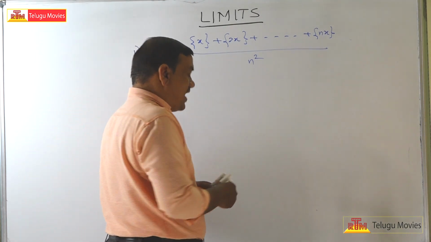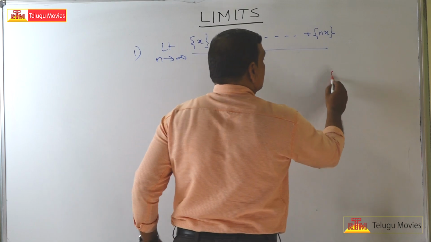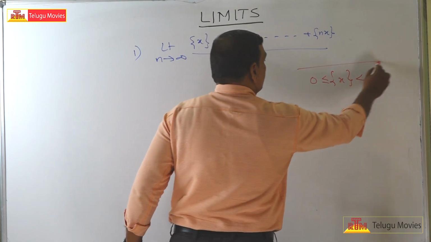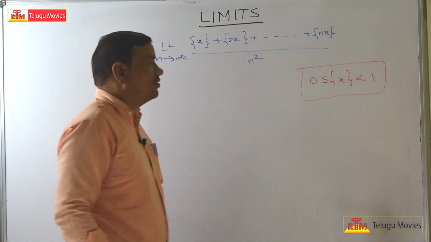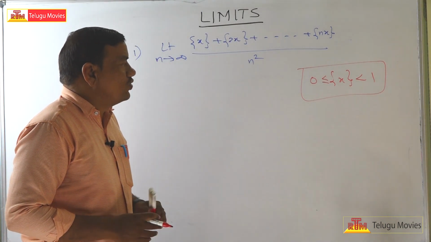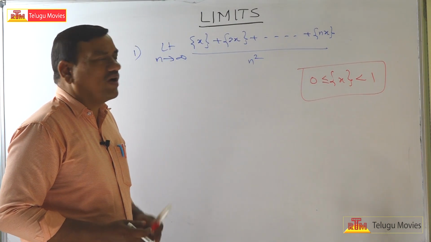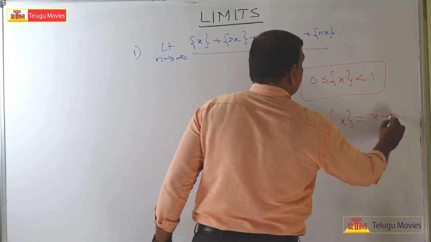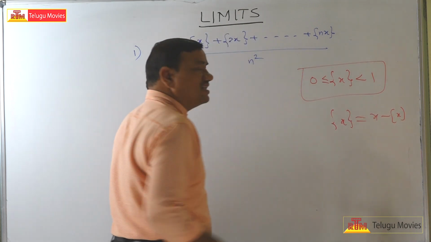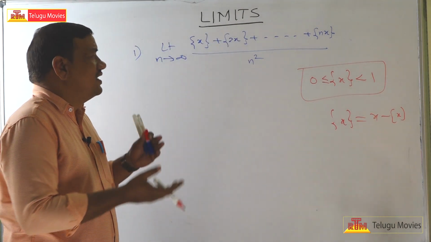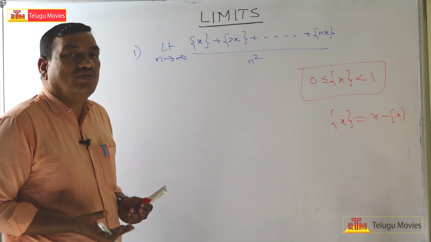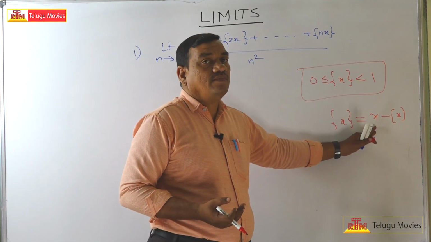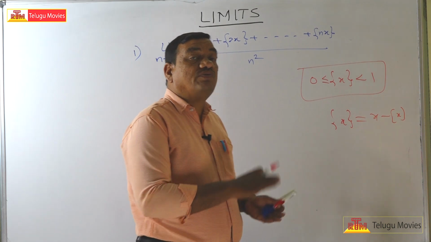We know that the fractional part function is between 0 and 1. This is the property we have: 0 is less than or equal to the fractional part of x, which is less than 1. What does the fractional part mean? It is equal to x minus the step function of x, the integral part. So x minus the integral part always gives values between 0 and 1.